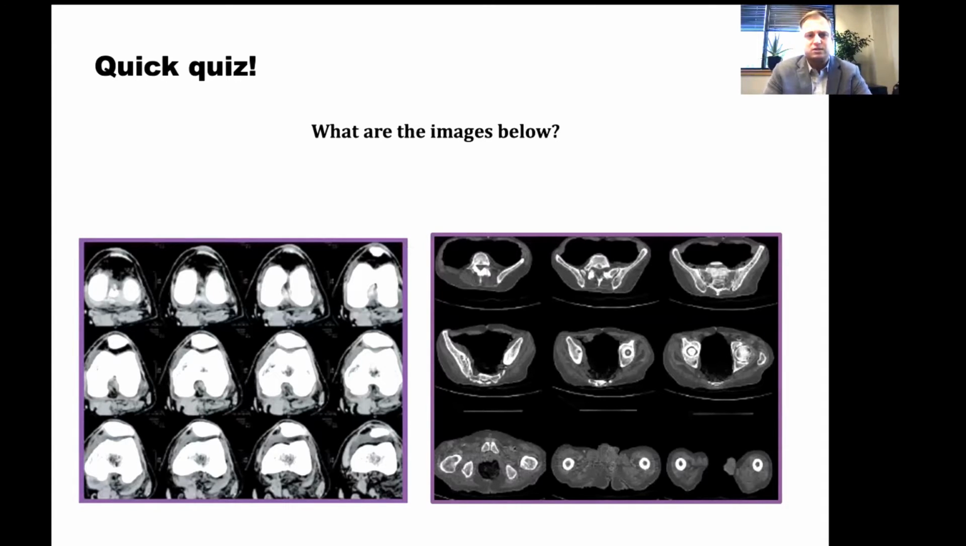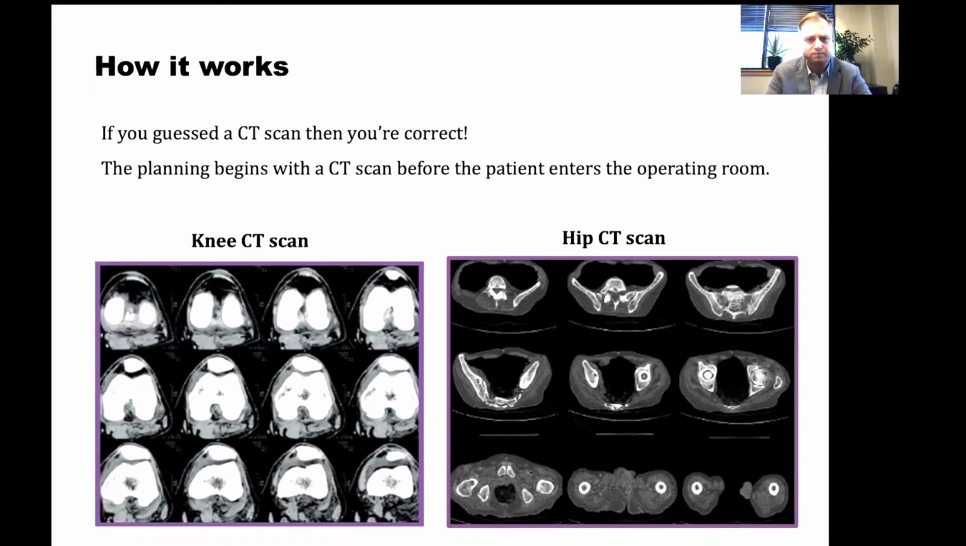Here's a quick quiz. What are these images below? If you answered a CT scan, you're correct. On the left side of the screen, you can see a CT of a knee, and on the right side of the screen, it's a CT of the pelvis. Now, the first step in your Mako joint replacement is we get a CT scan to make a three-dimensional model of your body. Where are those extra bone growths? Where are you having those cystic changes within your hip?